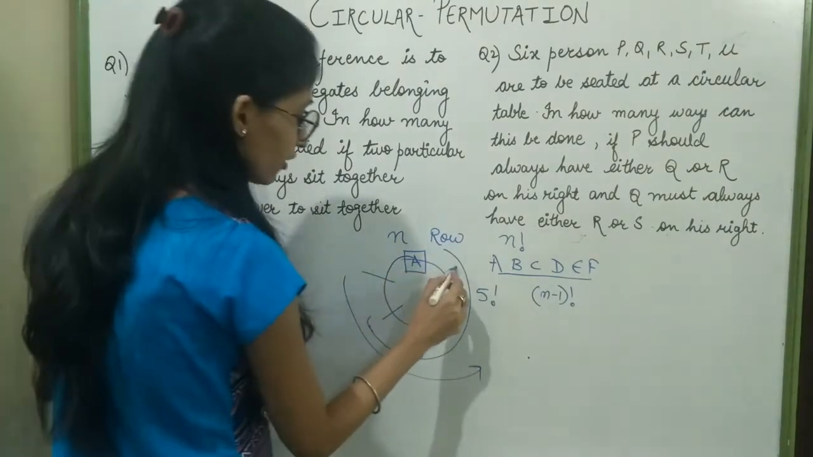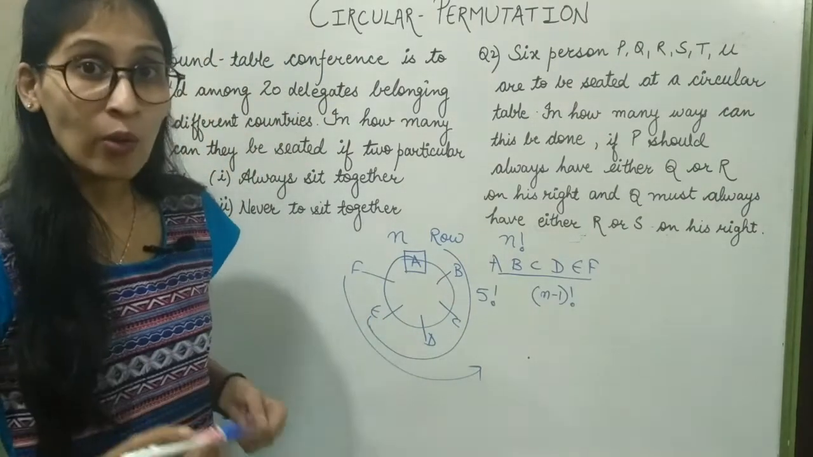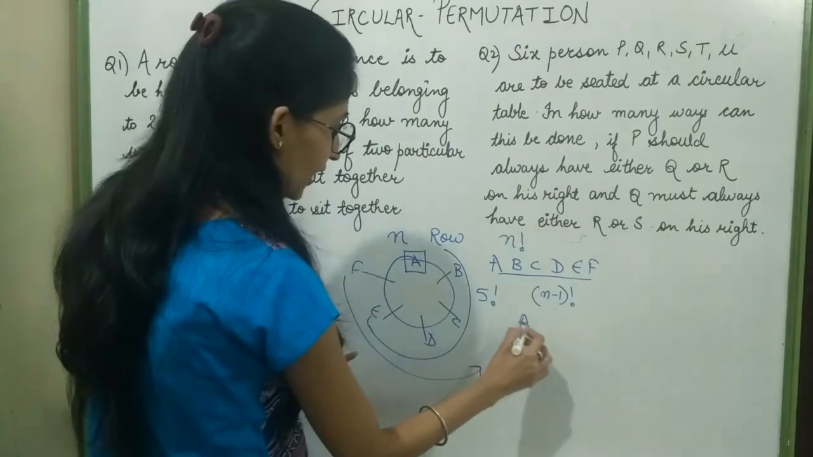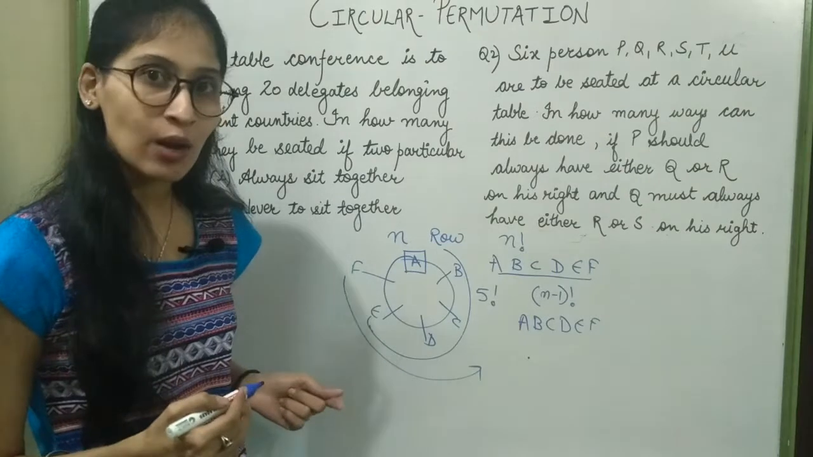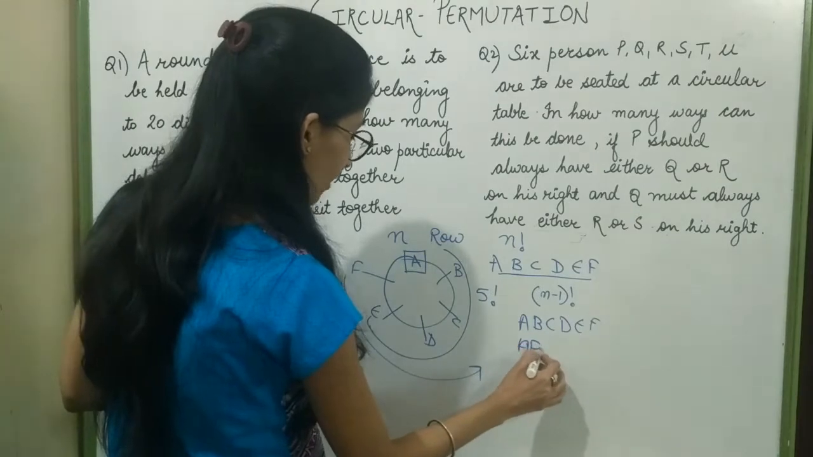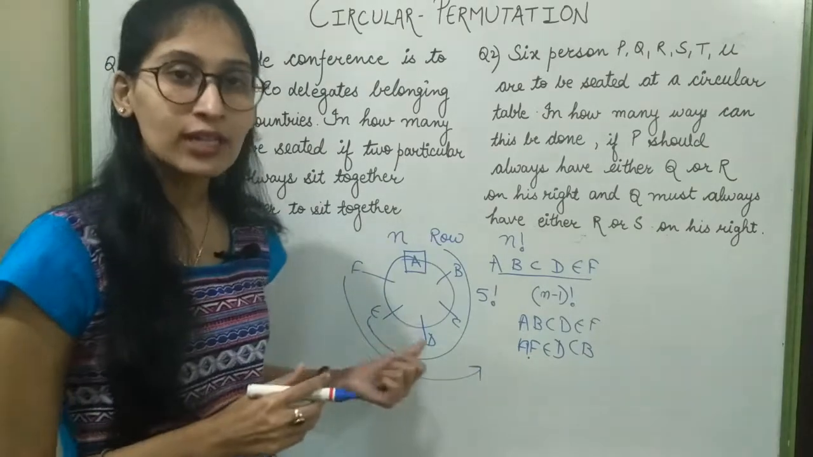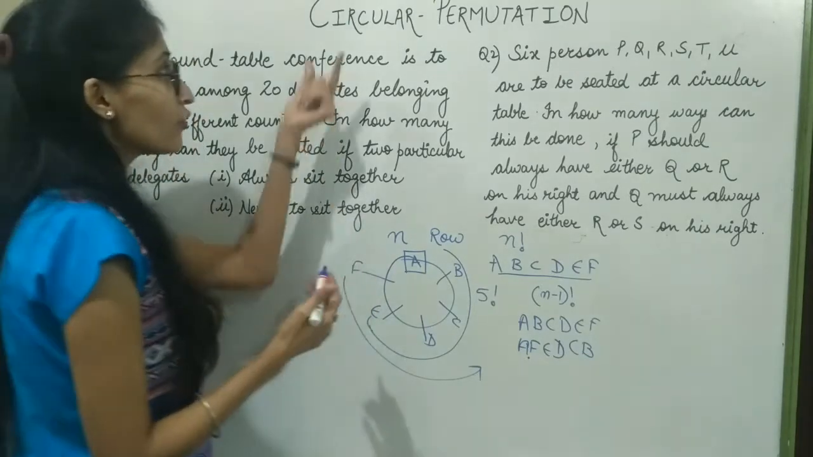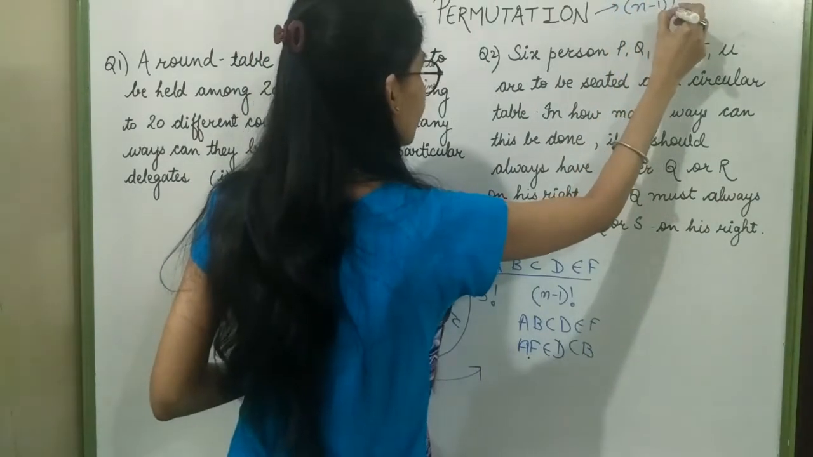For example, if here A, B, C, D, E and F are seated, and I start counting from the clockwise direction, my order will be A, B, C, D, E and F. But if I start counting from the anti-clockwise direction, my order will be A, F, E, D, C, B. So this is the case where the clockwise and anti-clockwise arrangements are different. So here the formula for circular seating will be n minus 1 factorial.